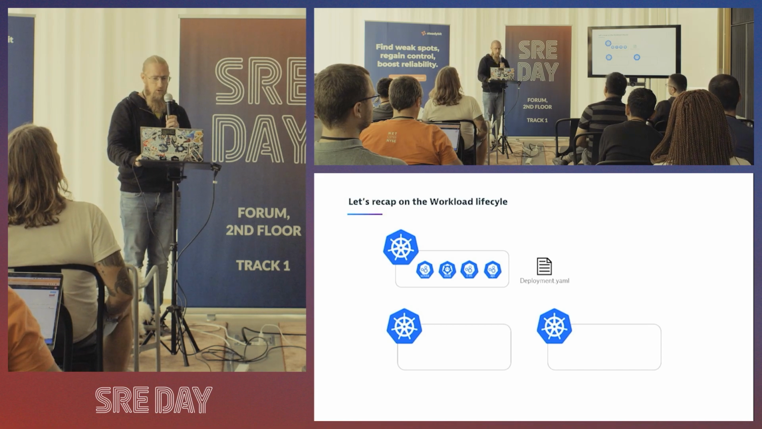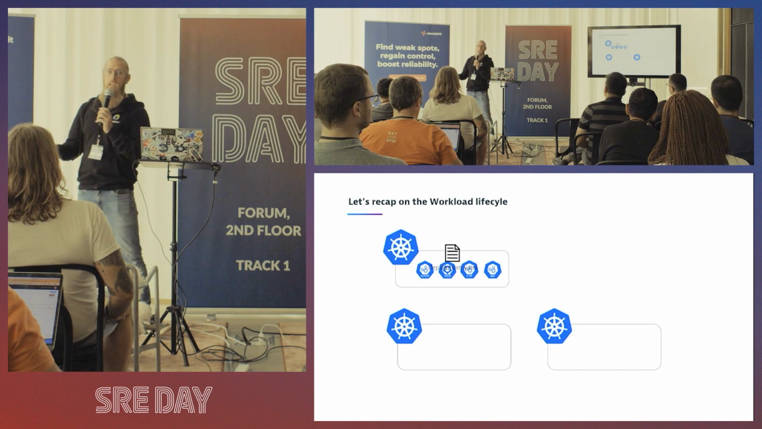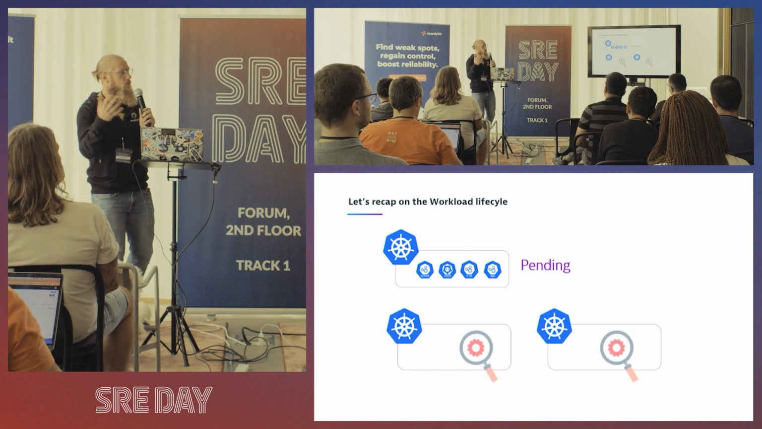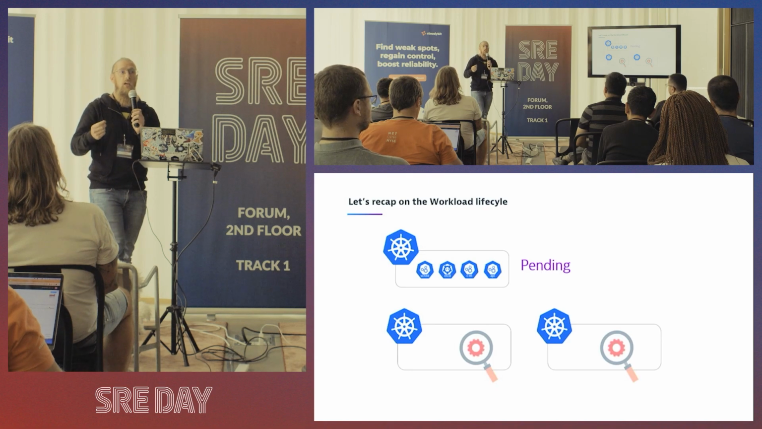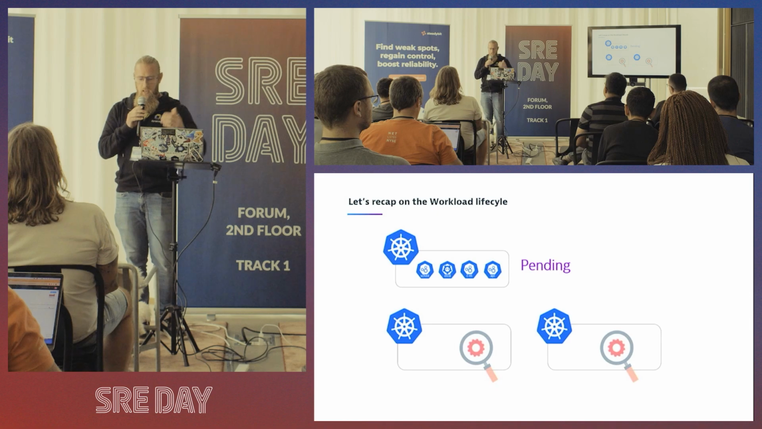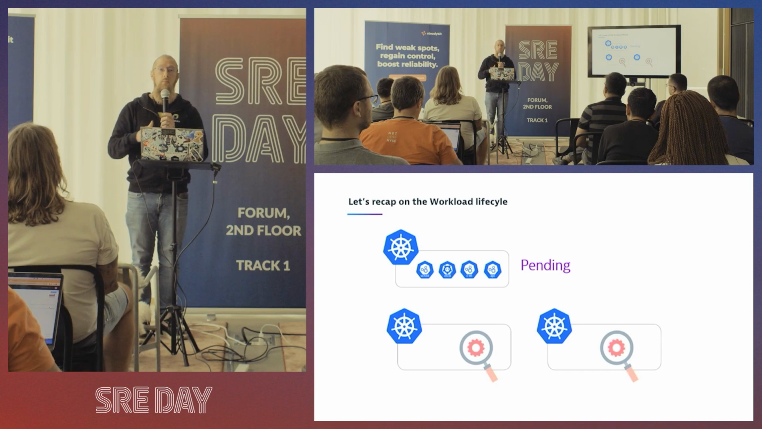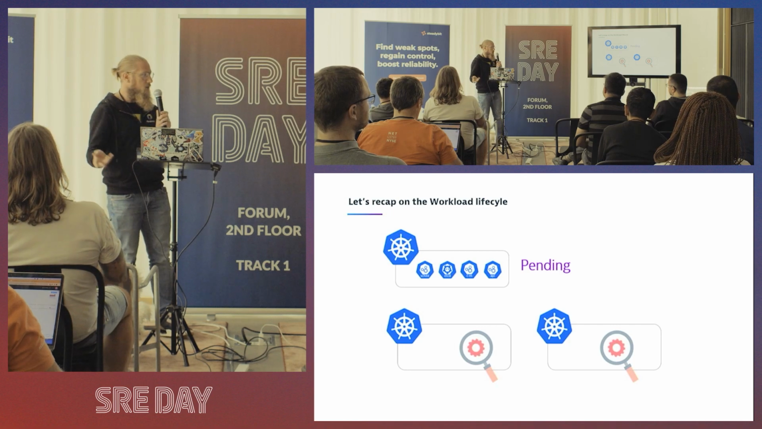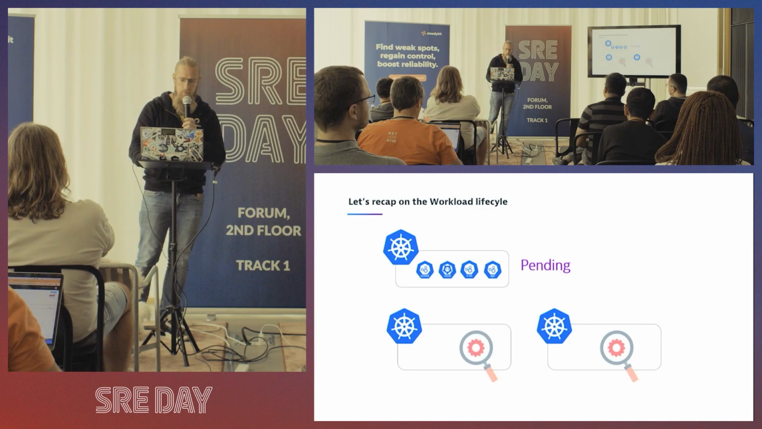What happens when I deploy? When I deploy, I interact with the API server. The API server goes to the scheduler, and the scheduler will try to find a node. So the first step is, okay, let's find the node that can take my workload. And the way we select nodes in Kubernetes is based on resources and various policies that you may apply, like taints and tolerations or label selectors and other stuff.